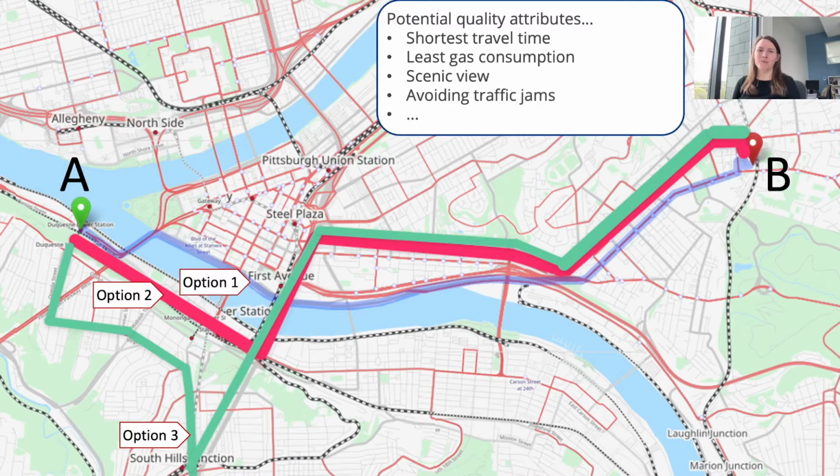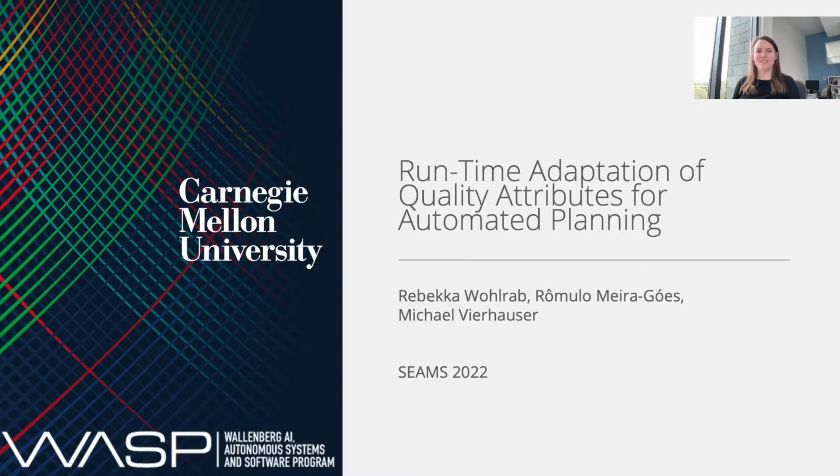What we can see from this example is that your preferences might change over time. You might have different constraints in different situations. And the whole selection of what quality attributes are important can also change. And we've been developing an approach for the runtime adaptation of quality attributes in these automated planning contexts. My name is Rebekka Wohlrab, and my co-authors are Romulo, Meira-Góes, and Vierhauser.